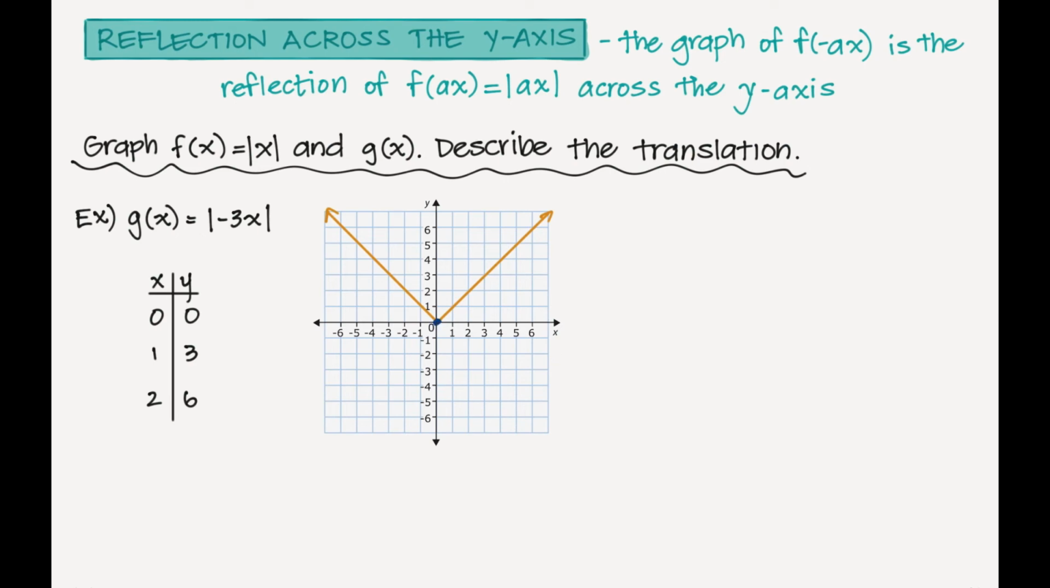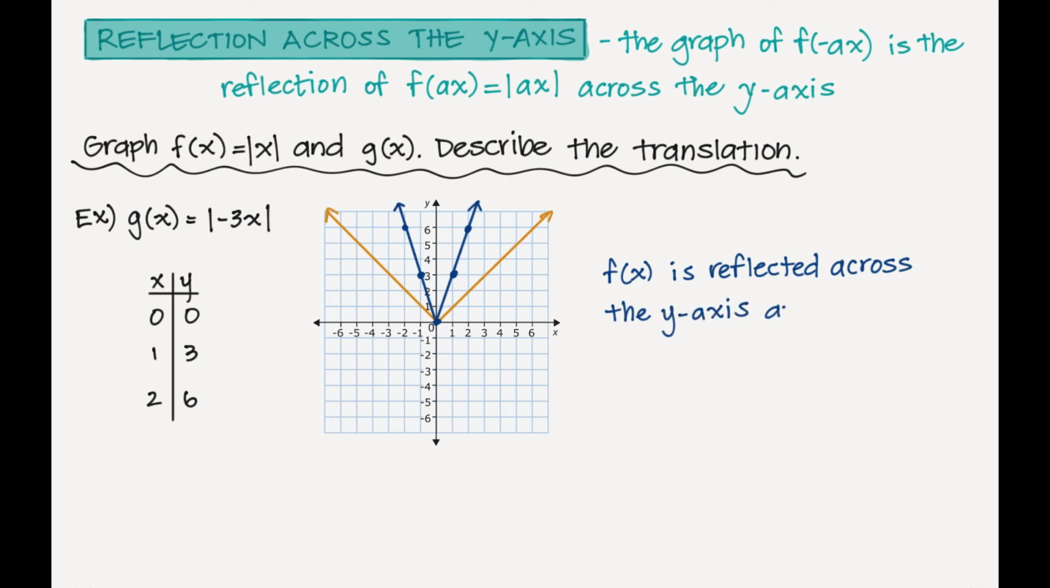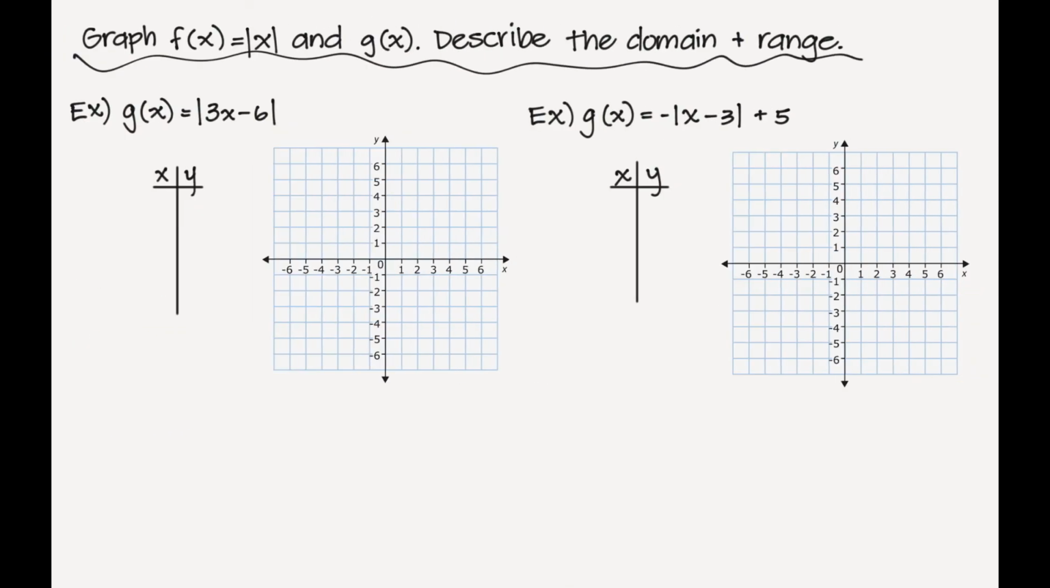So now we can go ahead and plot those points and reflect them on the opposite side of the y-axis. And this is what our function looks like. It doesn't necessarily look like it's being reflected, even though it is. The parent is reflected across the y-axis. And because that -3 is on the inside of my absolute value, that means that this function is being compressed horizontally. Okay. Let's go ahead and move on to our final examples.